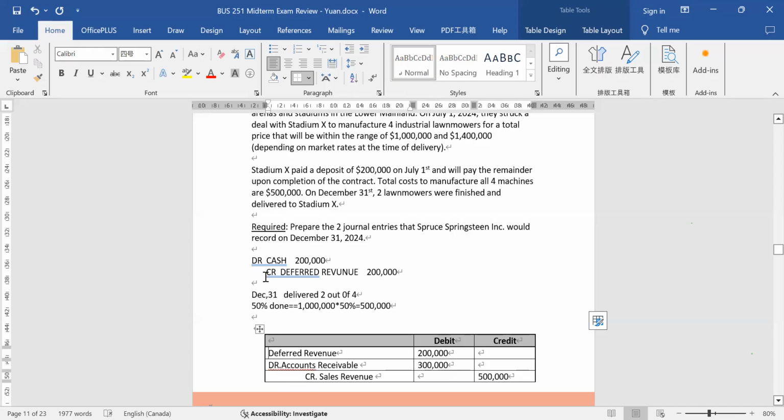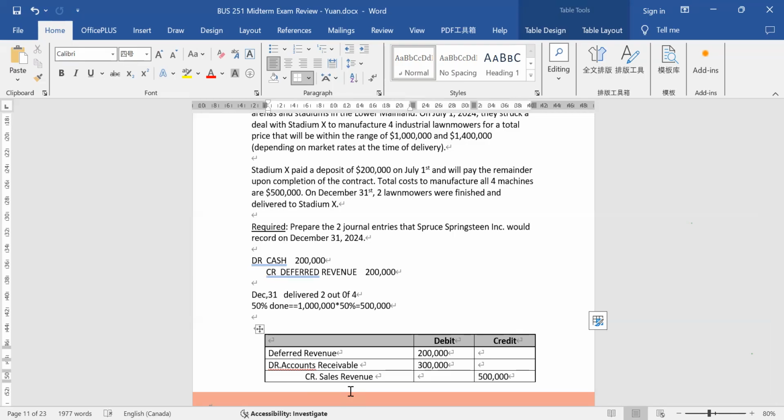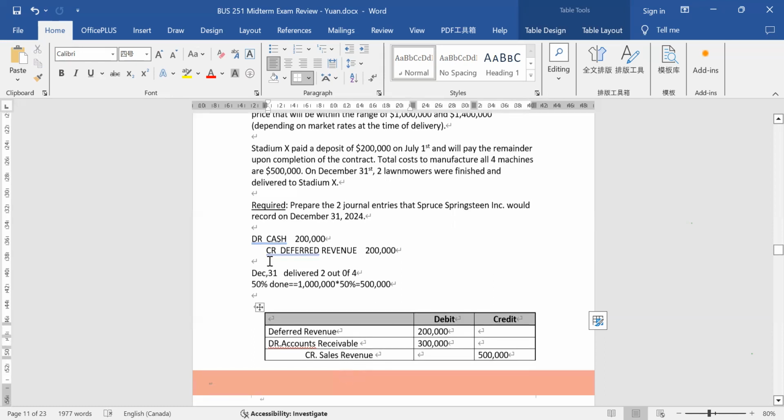And because we used to create deferred revenue, now this has to be transferred into the real revenue. So you have to debit. Oh, sorry, my bad. Let me read this again.